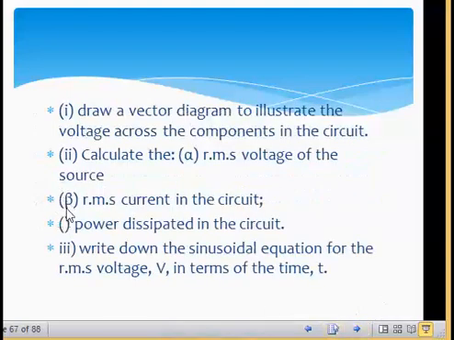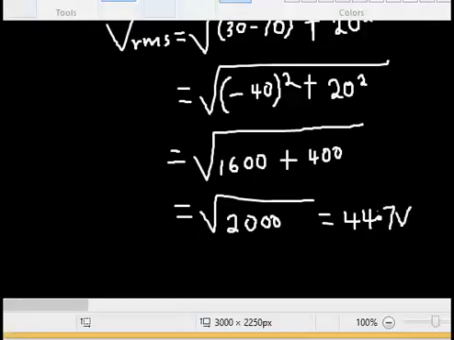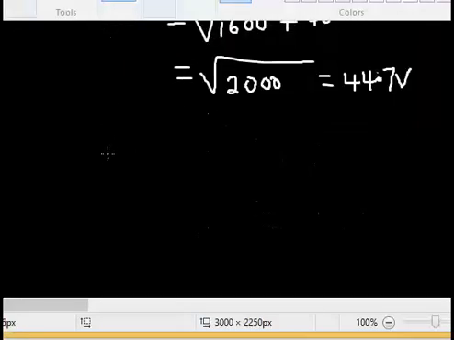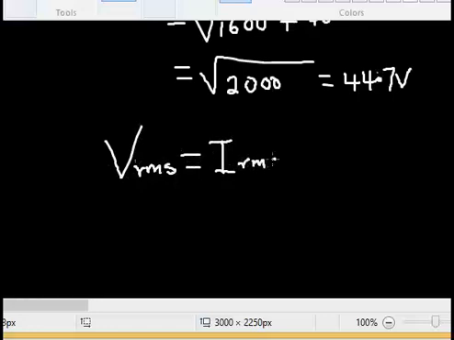Then, okay, so we are looking for both. Calculate the RMS of the source, RMS current in the circuit. So we are looking for the RMS current in the circuit. Okay, so now for us to find the RMS current, remember the connection is VRMS is equal to IRMS, right? Then multiplied by the total opposition, which is impedance.